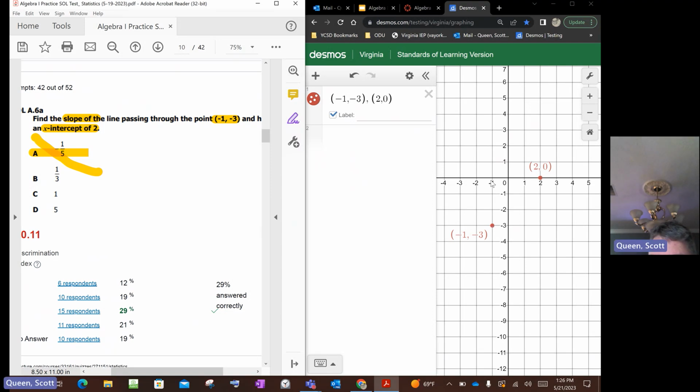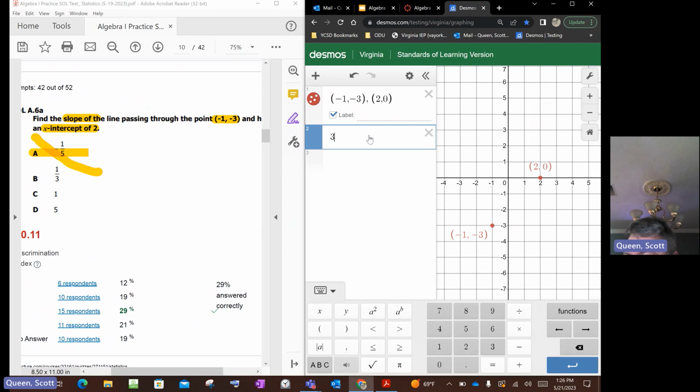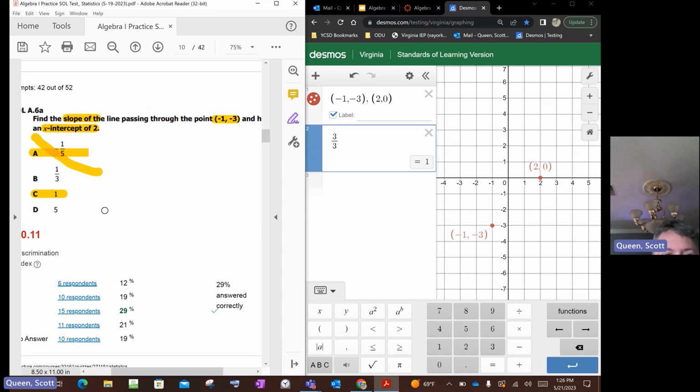1, 2, 3, rise, over, 1, 2, 3, run, 3 over 3. And if you don't know, check it. 3 over 3 is 1. Is that one of my answers? Yes, it is right there. So the answer is C. Look how easy that was.